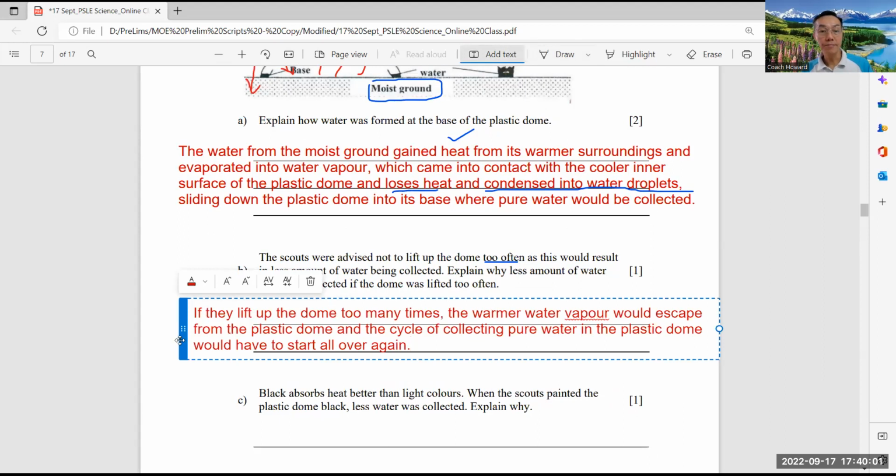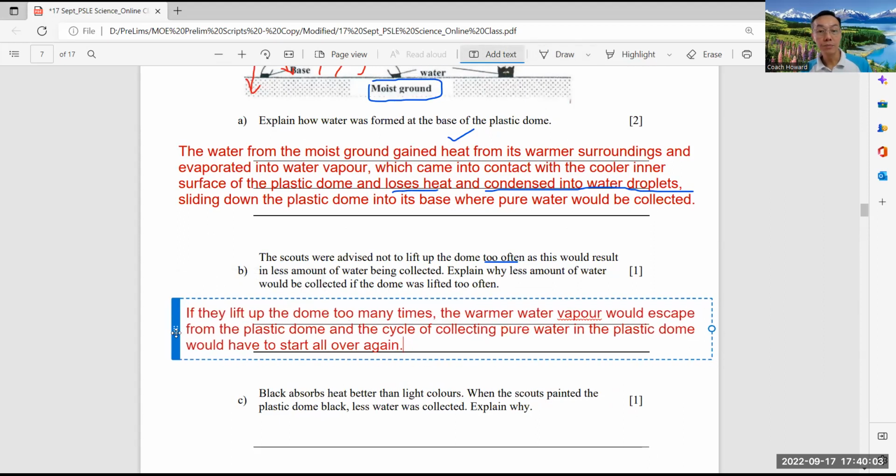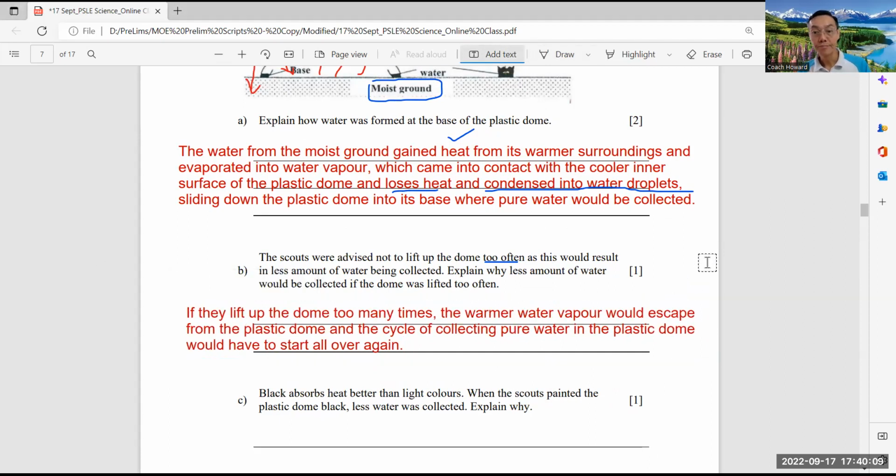Okay, if they lift up the dome too often, the warmer water vapor would escape from the plastic dome, and the cycle of collecting pure water in the plastic dome would have to start all over again. Okay, the main thing is you mention that if they lift too often, the warmer water would escape. So there will be less warmer water vapor being trapped and being condensed.